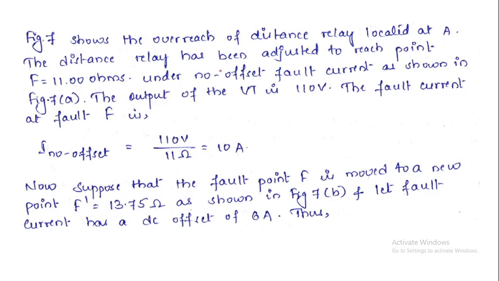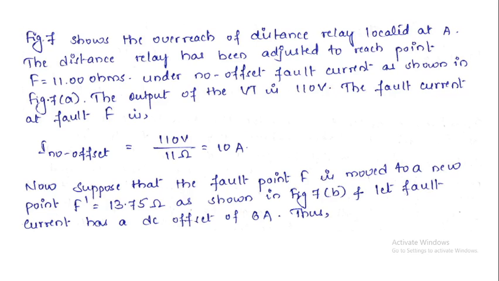The distance relay has been adjusted to reach point F equal to 11 ohm. That is, a fault has occurred at point F. So the impedance measured between the relay location and the fault point is 11 ohm. So under no offset fault current, as shown in the figure, the output of the VT, the voltage transformer, is taken as 110 volts.